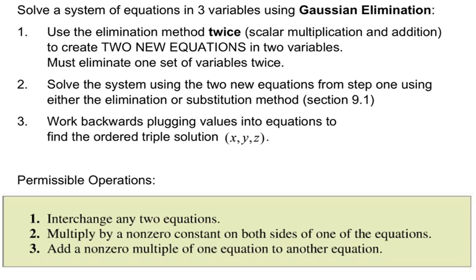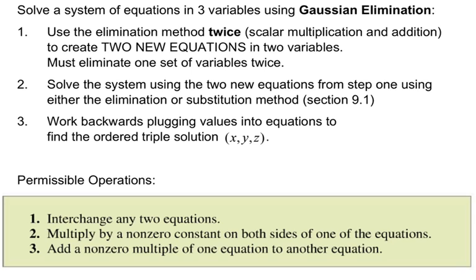And at that point, it becomes easy for us to solve the system using the two new equations from the previous step, using elimination or substitution as we discussed in the previous section. And then we'll get one variable, we'll work backwards, plugging in that one variable to get a second variable, and then using those two variables to get the third.